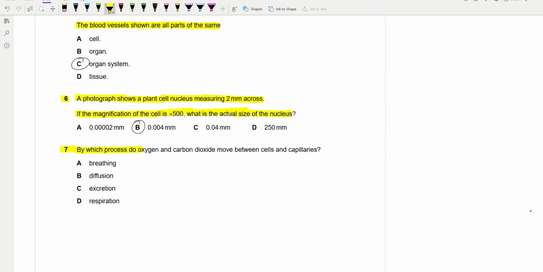Question number 7. By which process do oxygen and carbon dioxide move between cells and capillaries? The process is called diffusion. The correct option would be option B.